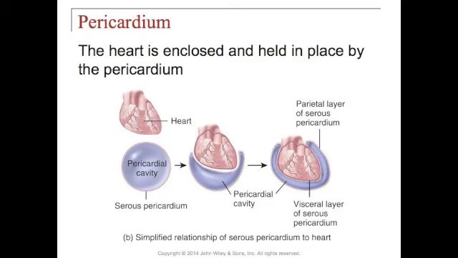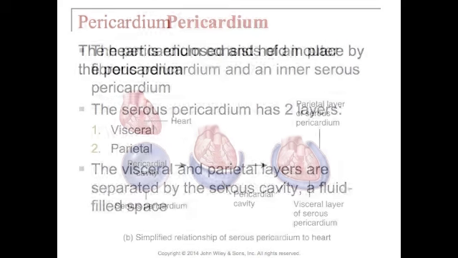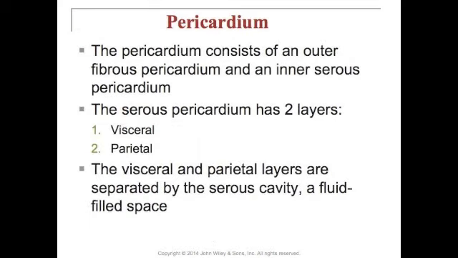The space that contains a few milliliters of pericardial fluid is called the pericardial cavity. The pericardium consists of an outer fibrous pericardium and an inner serous pericardium. The serous pericardium has two layers, the visceral and the parietal. The visceral and parietal layers are separated by the serous cavity, and that is a fluid-filled space.